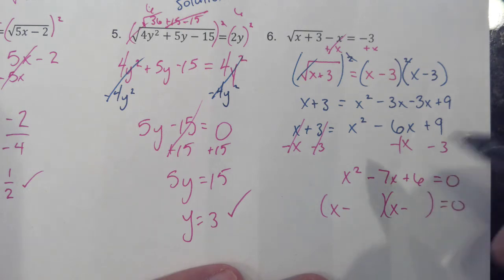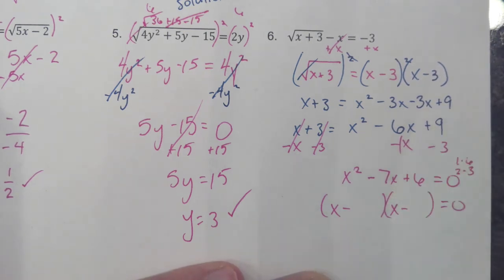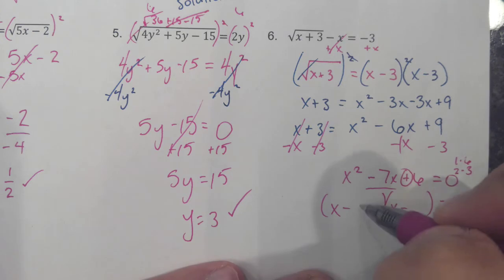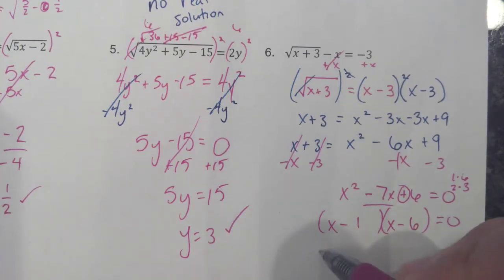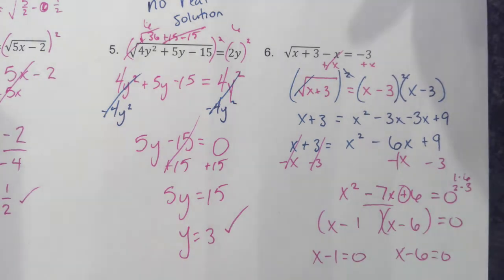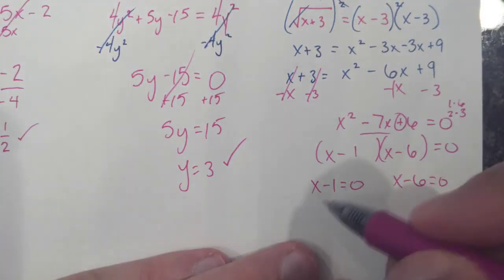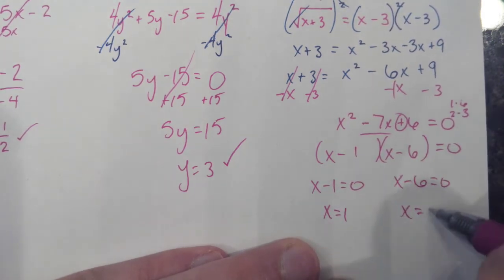Okay, now we look at 6. What are the factors of 6? They are 1 times 6 and 2 times 3, right? Those are the only ways you can multiply to 6. Which of these add to make 7? 1 and 6. We drop them in. Now that it's completely factored, you take each factor and individually set it equal to 0. Look at that, factoring always coming back. You gotta love it. So solve that, and x would equal positive 1, and x would equal positive 6.